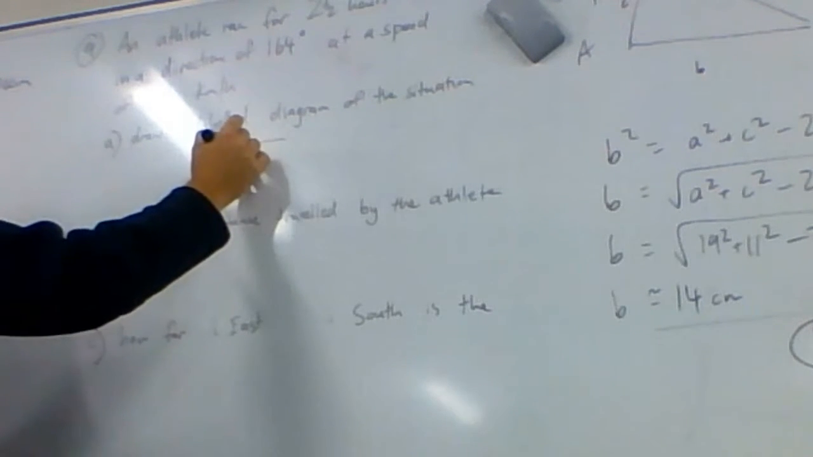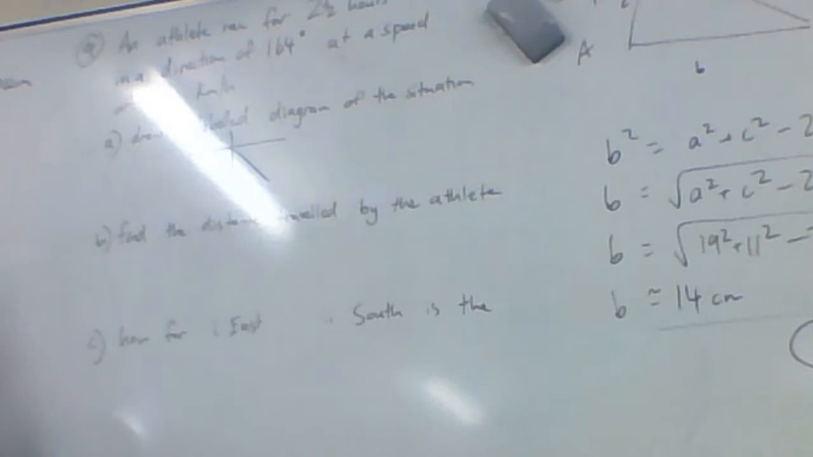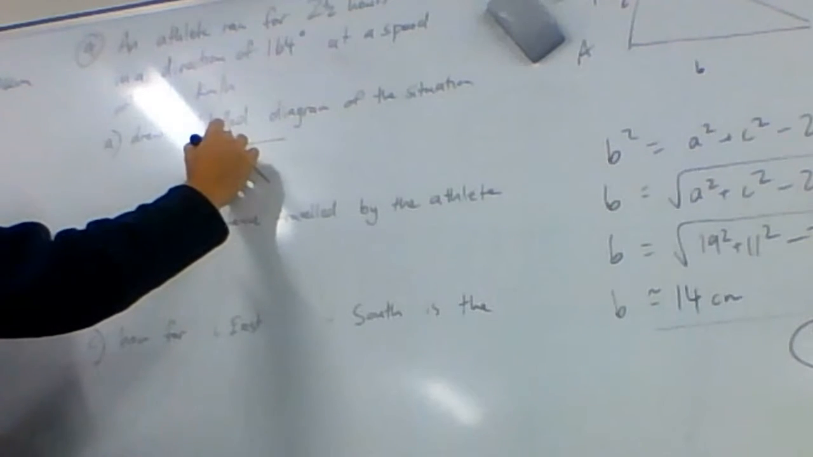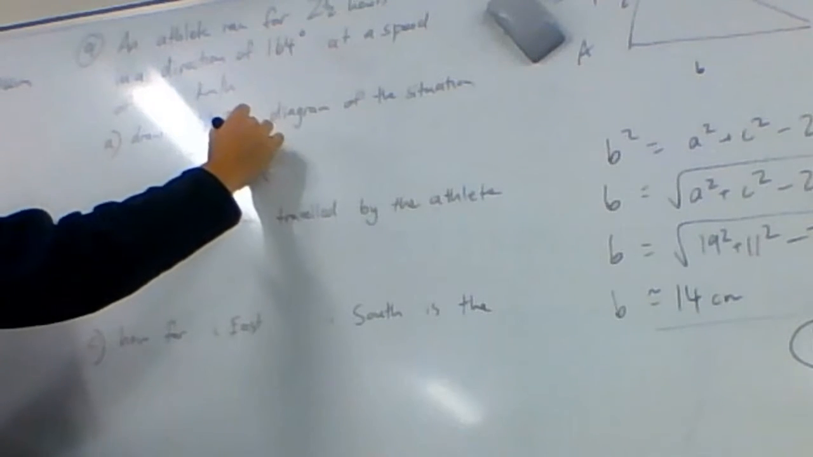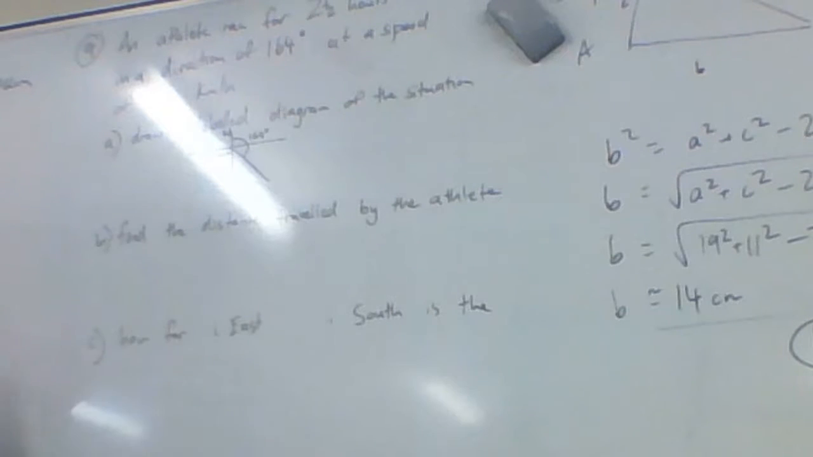And it's going to be going down like this. Okay, so that's north. You could label that with start. And he's going 164 degrees, or she's going 164 degrees. So I'll put in there 164 degrees. So that's labelling that diagram, that situation.